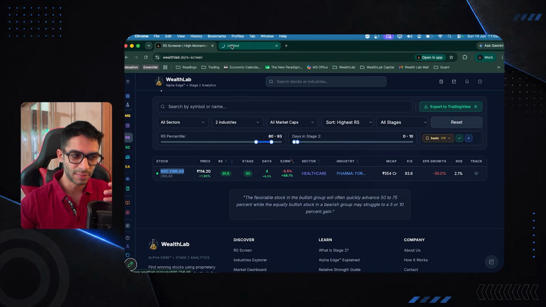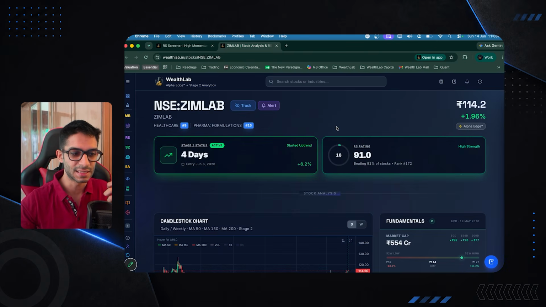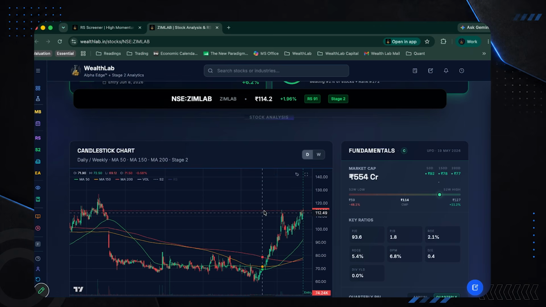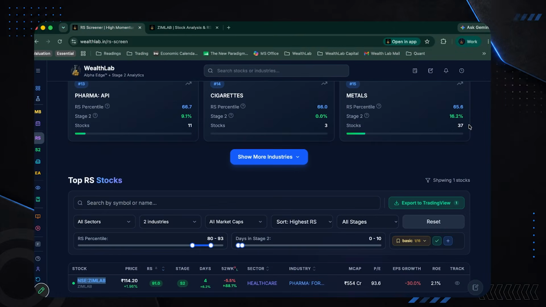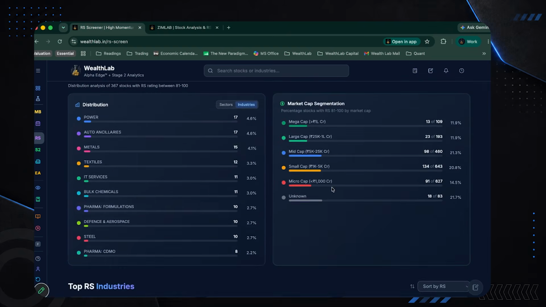So I will go to WealthLab and see how it is looking, whether there is any strength. You will see a breakout might happen again. There was a first leg up of the move, then it formed a narrow base, and another breakout might happen. So from the top industry, I got pharma formulations, I got Zimlab.